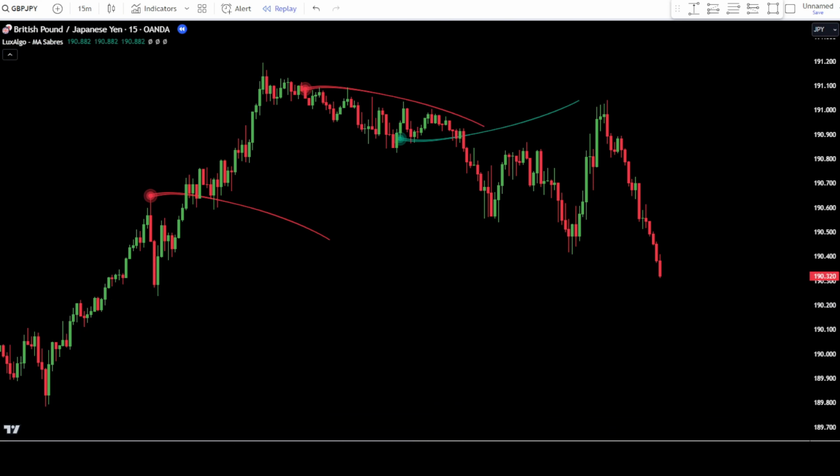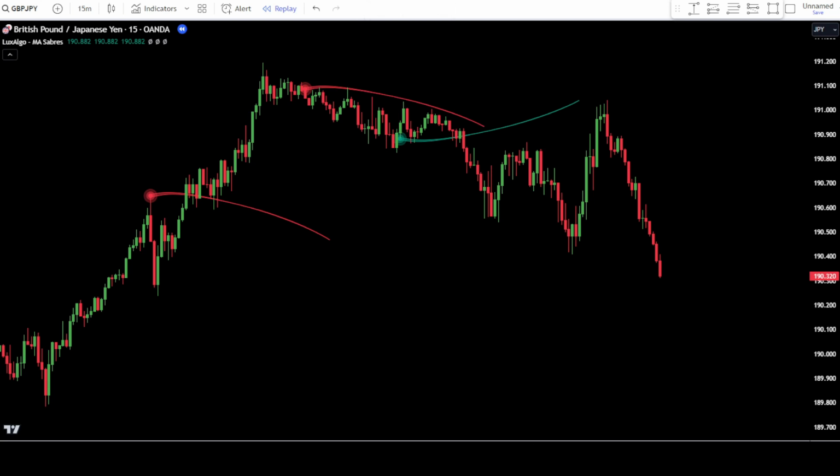In this breakout strategy, we will use MA Sabers as support and resistance levels in the market. When MA Sabers is green, it indicates support. Conversely, when it's red, it indicates resistance.